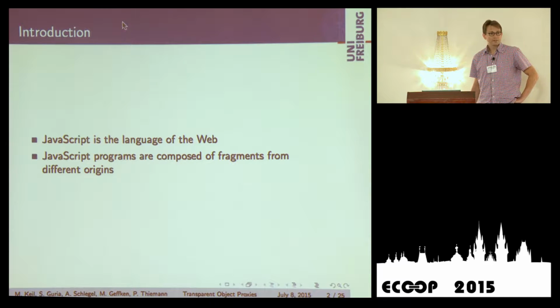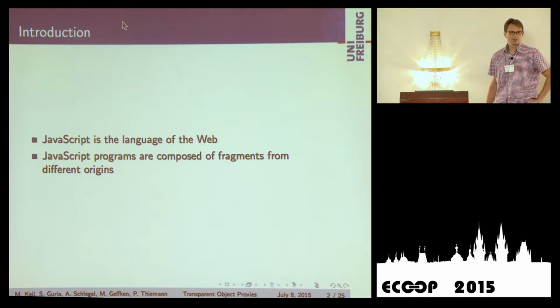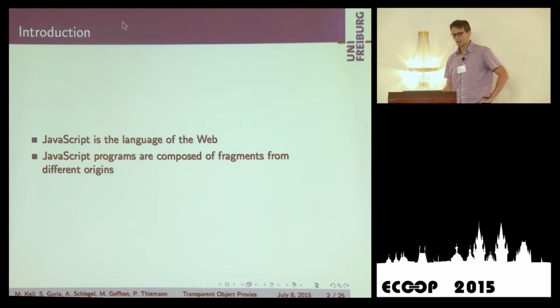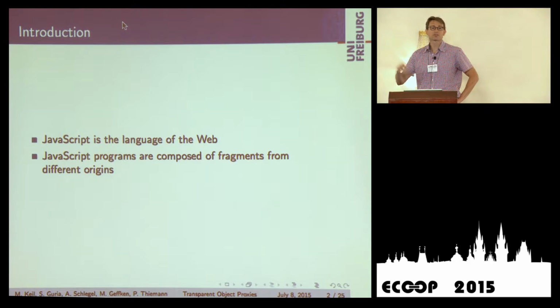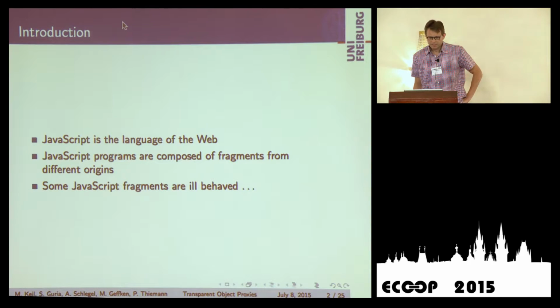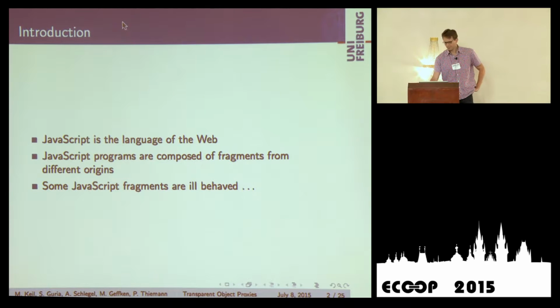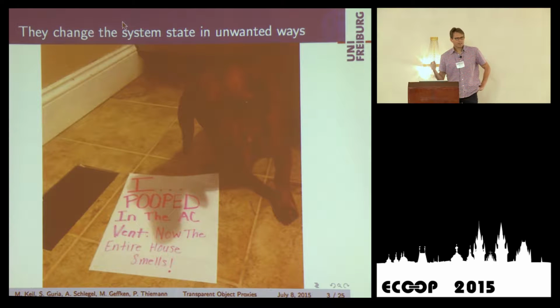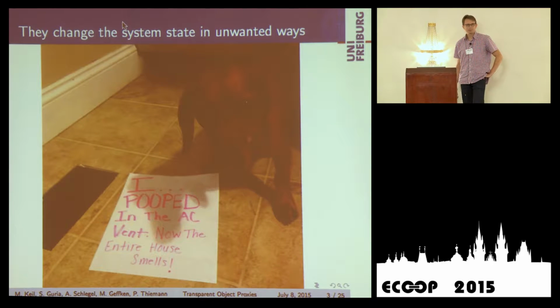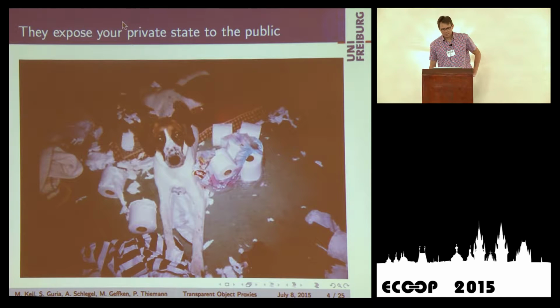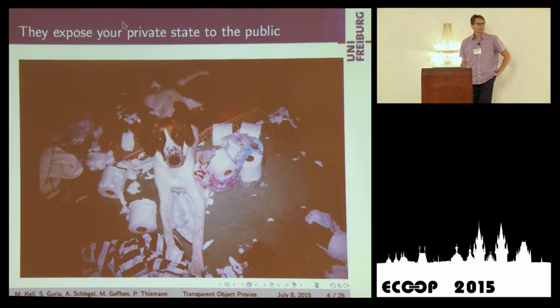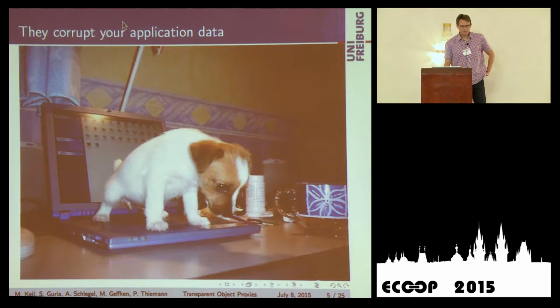Now, JavaScript programmers have a little bit of an interesting culture. So JavaScript programs are usually not written in one go, but they're composed of fragments from different origins. So clearly, a couple of those JavaScript fragments are ill-behaved, right? So for example, your JavaScript fragments may change the state of your system in unwanted, smelly ways, right? They may choose to expose your private state to the public. And they may corrupt your application data.